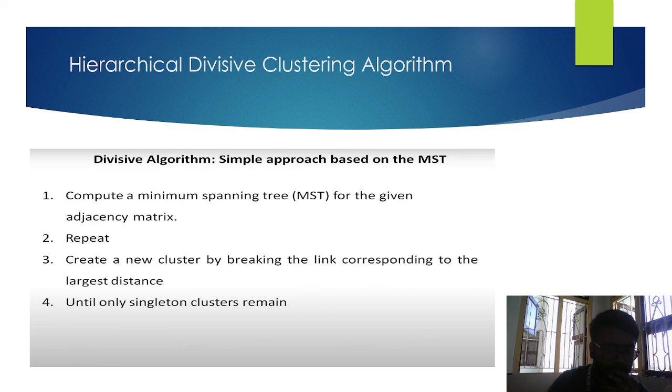Now, after forming the minimum spanning tree, we create a new cluster by breaking the link corresponding to the largest distance. We find the largest distance in the minimum spanning tree and break that edge first. We repeat this process, breaking the largest distance each time, until every object has its own cluster, or until we meet a certain satisfactory criteria.